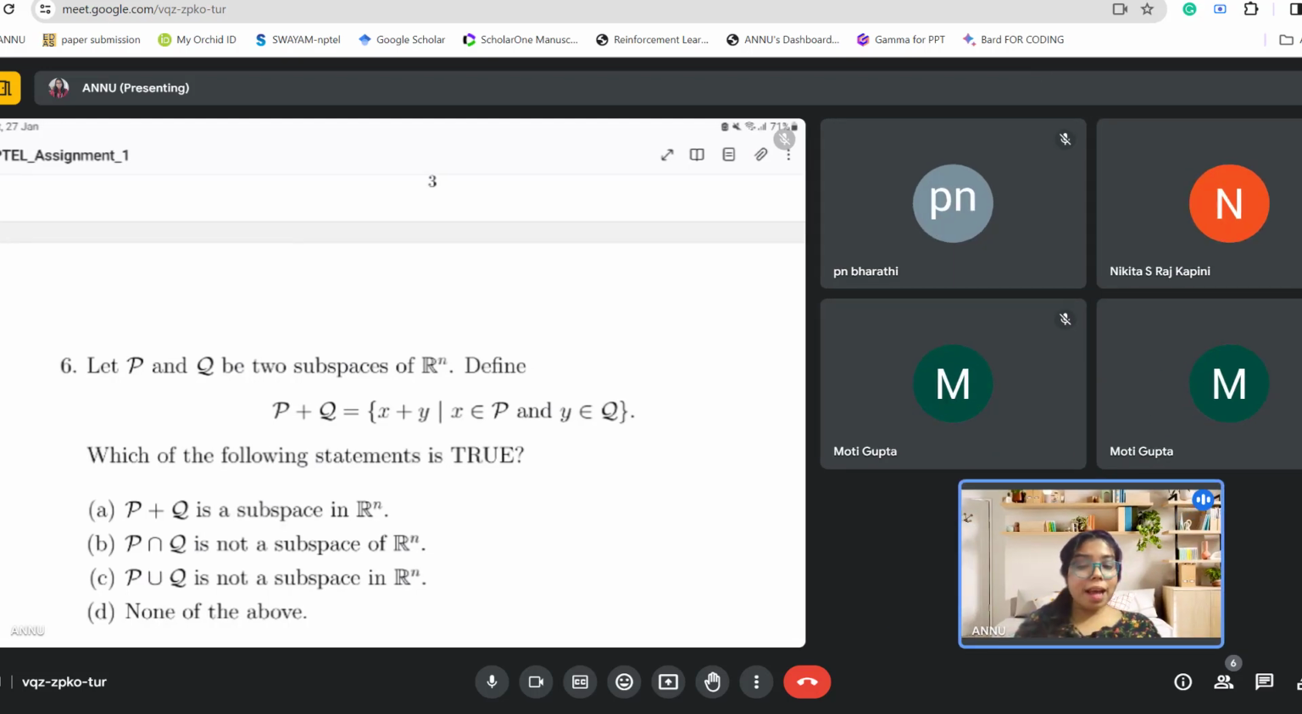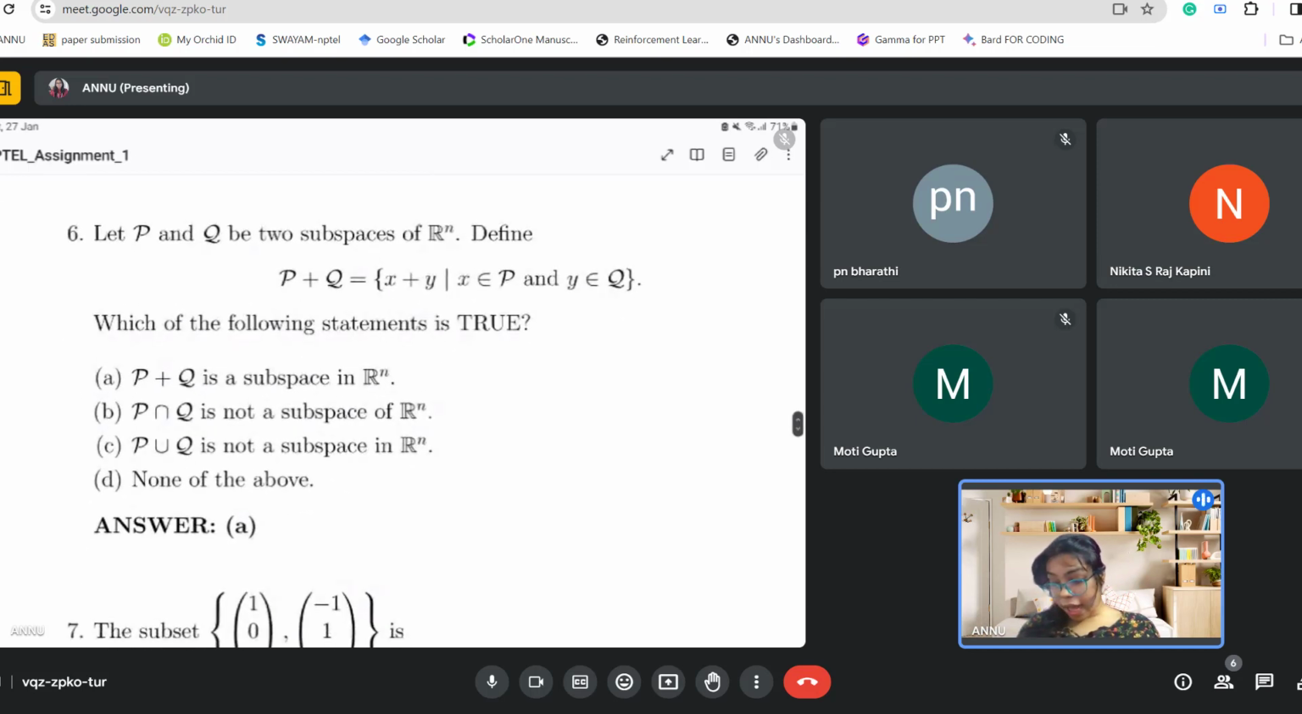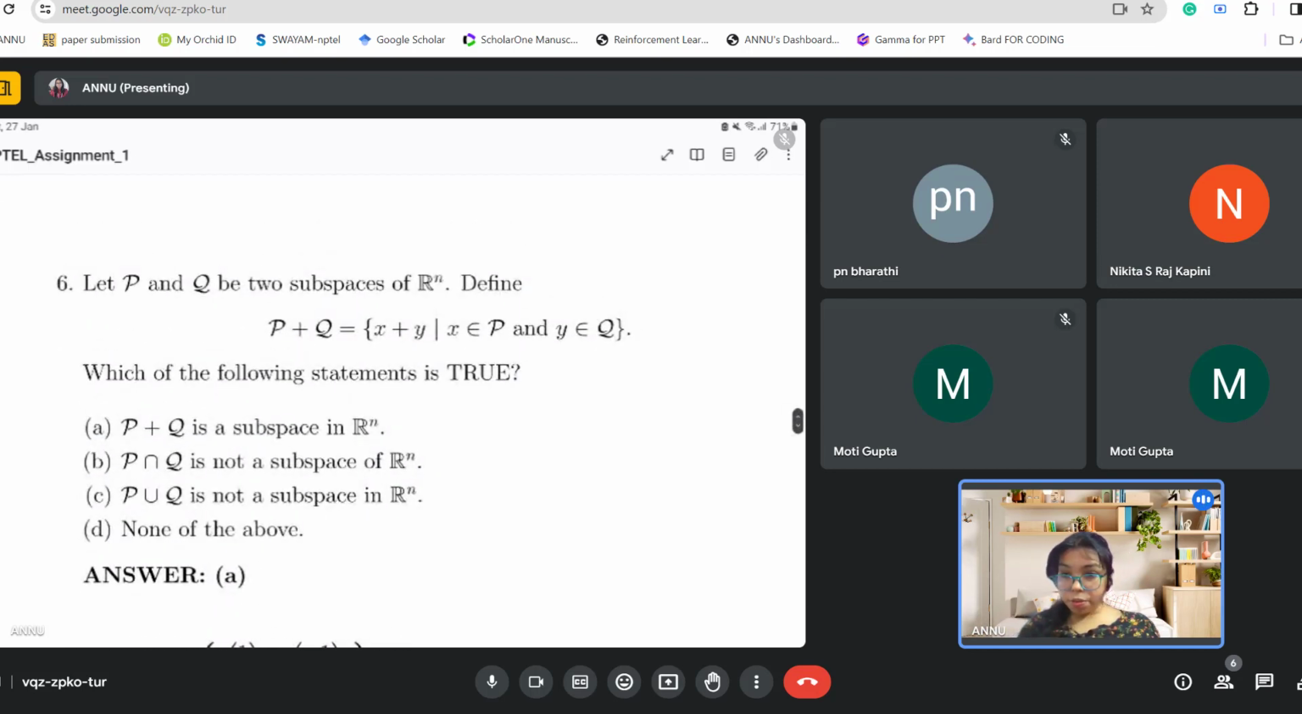So now obviously the answer is P plus Q is a subspace, because if P is an element of one subspace and Q is an element of another subspace, then it should be closed under addition, closed under scalar multiplication, and have the additive identity and additive inverse. I think the answer should be A. Yeah, the answer is A. So, moving to the next question.